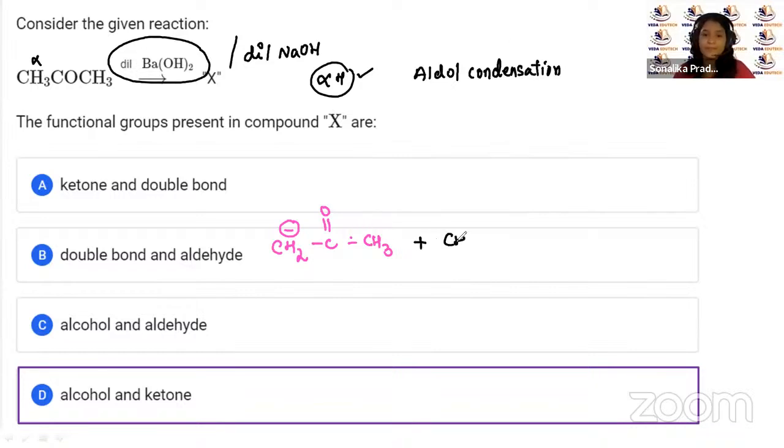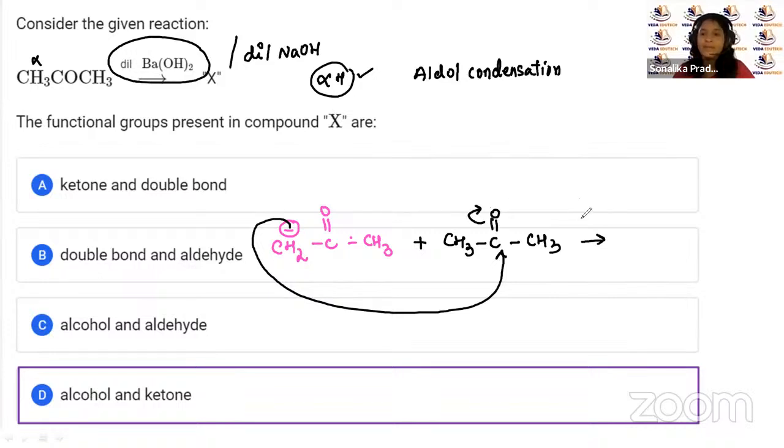It's going to come and get attached here. Yes. Then this bond is going to go up and you're going to add a hydrogen here. Yes. So what's going to be your product?